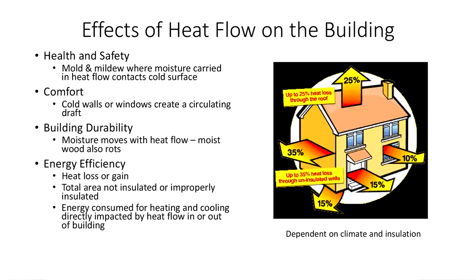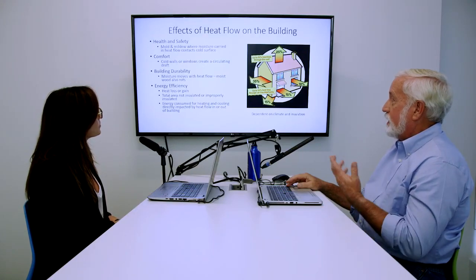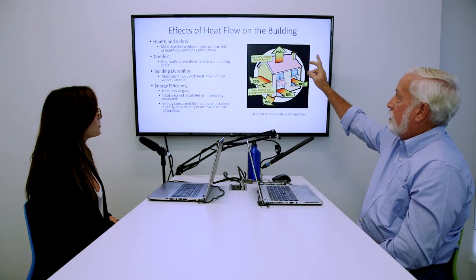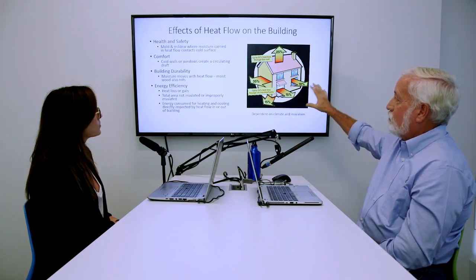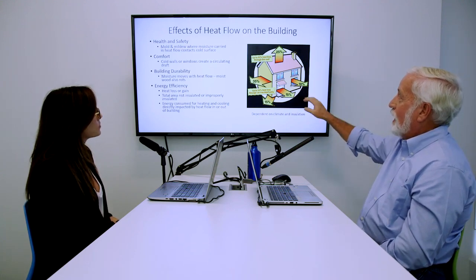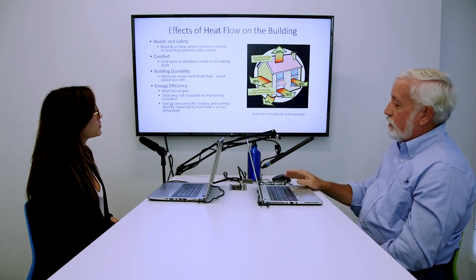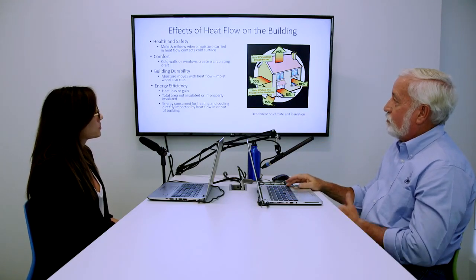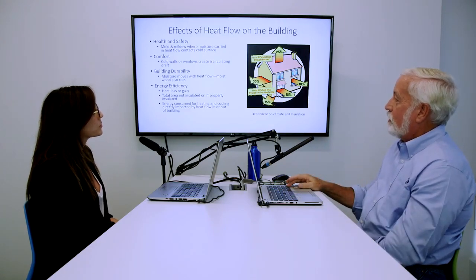And then on top of that, we have the energy efficiency. If we have excess heat loss or gain, we have areas not insulated properly, so we're using more energy for heating and cooling to replace that heat that we're losing. So these pictures almost look the same. We lose heat through air leaking through it, and we lose heat through the conduction through the building components. So the convection, the air moving through it, the conduction, the heat moving through the products.